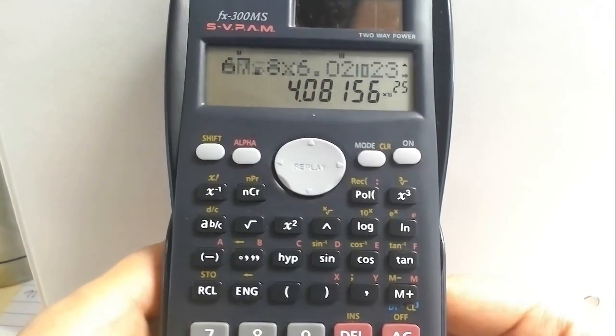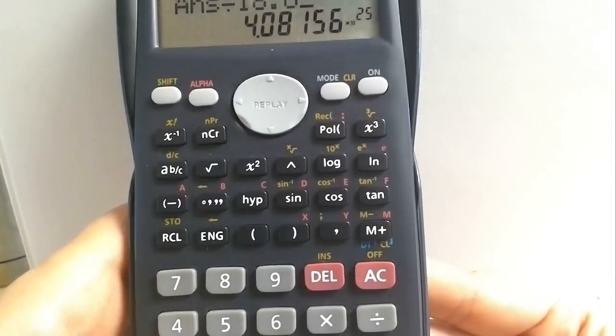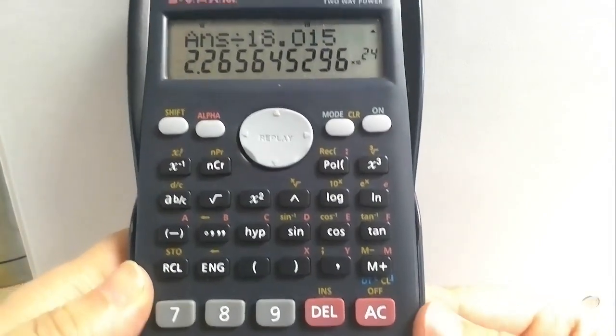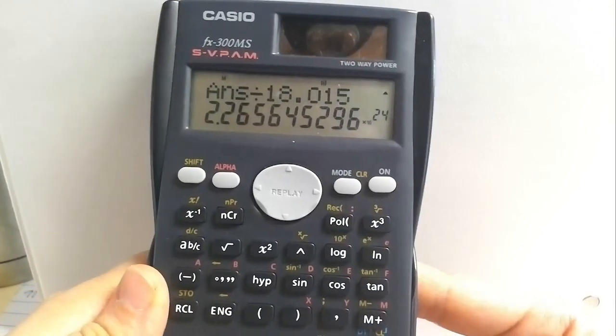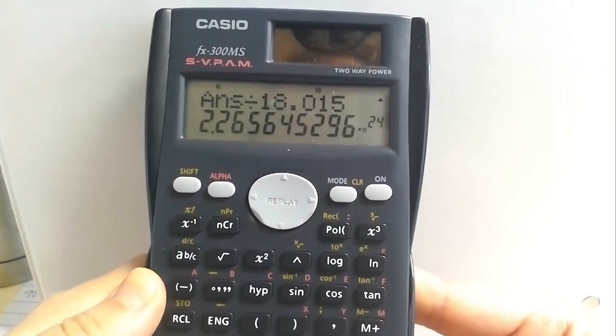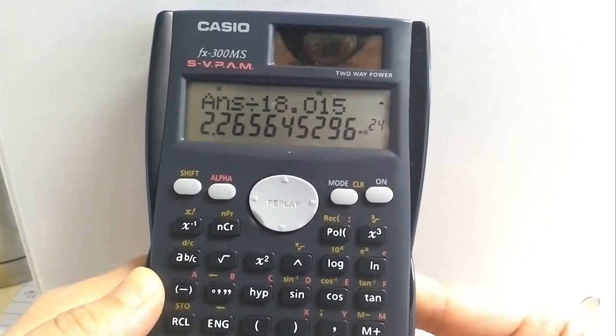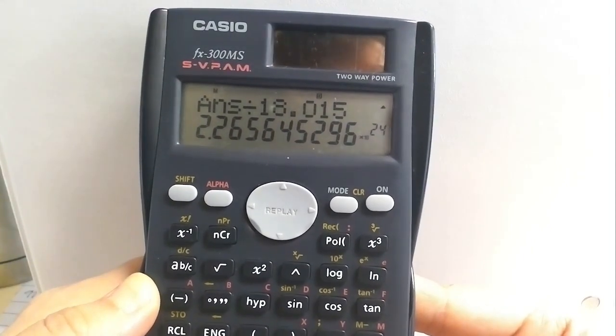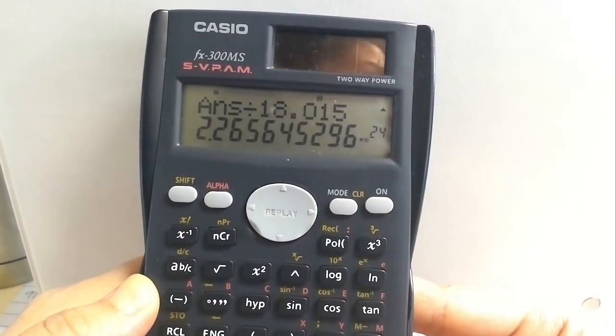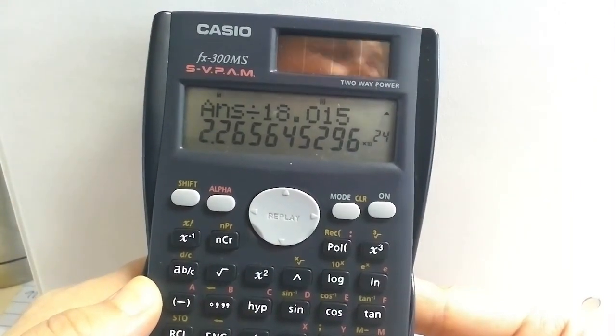And then I would divide by 18.015, and I got this. Is that what y'all got? Perfect. Do you want me to show you on the other calculator, or you're good? You should show it for the calculator. Show it on the other one?